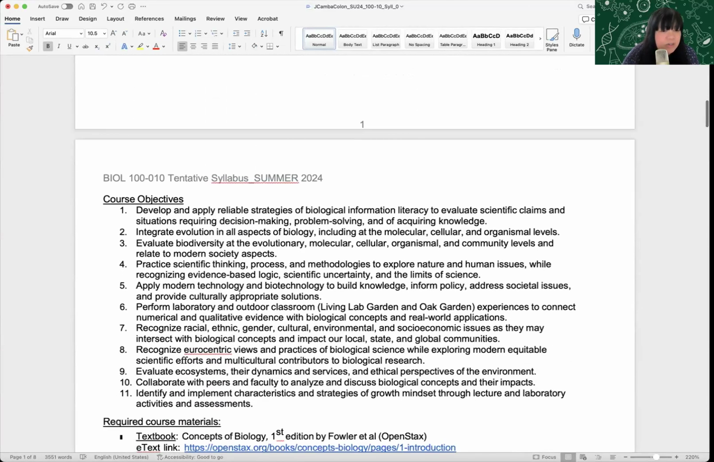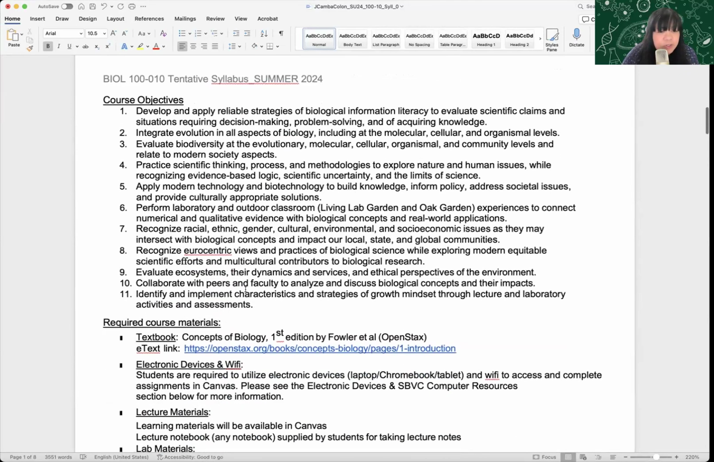And then these are our objectives. So I'd like you to go through this and let me know if you have any questions. So once the syllabus is available, I will, of course, you'll be able to review it.